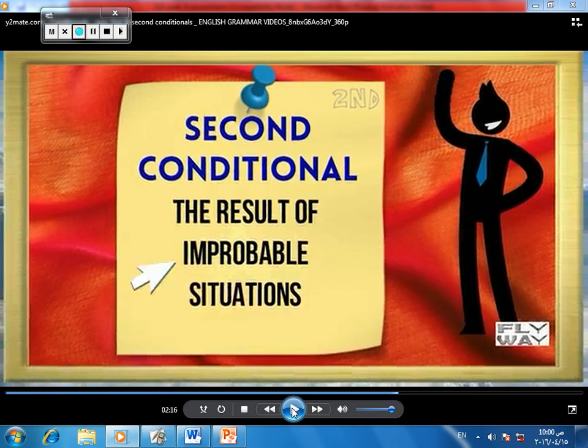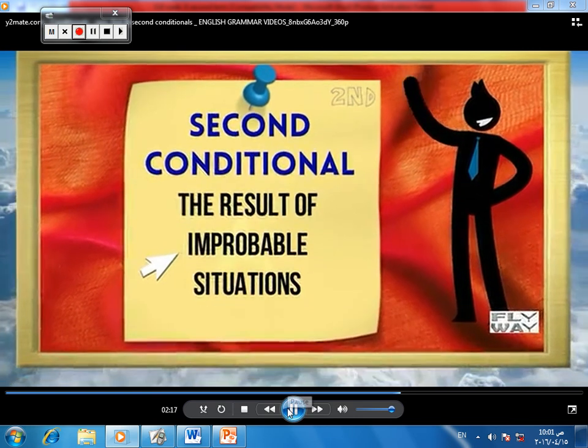Another use, we use it to give advice. Okay, like if I were you, I'd exercise more. This is advice, giving advice. Or to talk about something which is impossible in the present or in the future. Okay, so we use it to talk about things that are unlikely to happen in the present or the future, to give advice, or to talk about something which is impossible in the future or in the present. Okay.